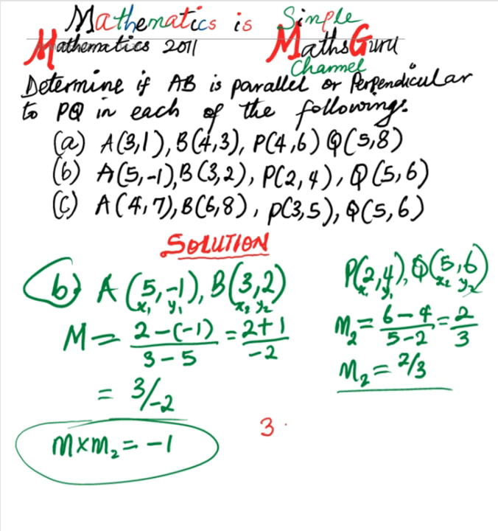So we have 3 over -2 multiplied by 2 over 3. The 3 cancels the 3, and 2 into 2 is 1, so we are going to have -1 over 1, which is the same thing as -1. Therefore, AB in this case is perpendicular to line PQ.